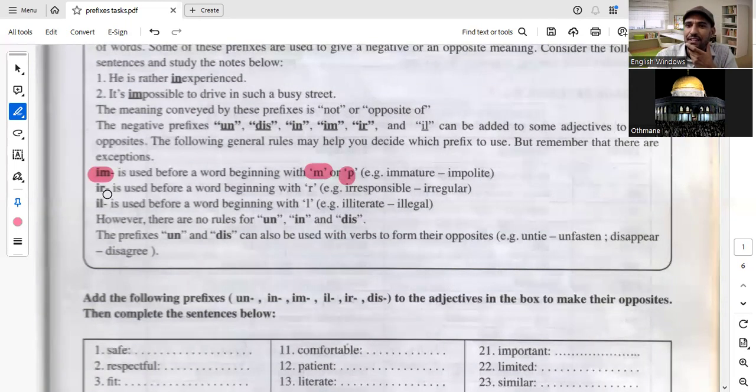IR, the prefix. This prefix is added mostly for adjectives that begin with R, just like responsible, مسؤول. The opposite we say irresponsible. Regular, irregular. Now IL, again, this is a prefix that we add to indicate the opposite of an adjective.